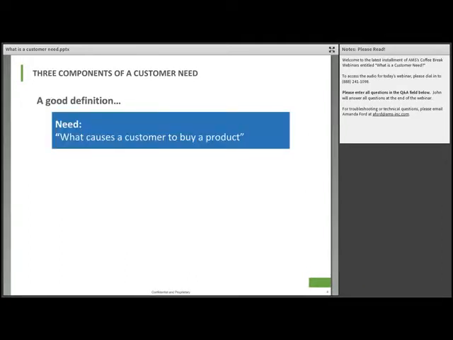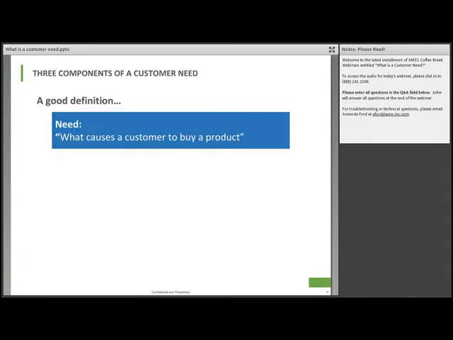So rather than argue the semantics of each of the statements, I propose instead to keep it simple and stick with the term need. Most people already use need anyway. As to a definition, perhaps it is fair to say that a need is what causes a customer to buy a product. Simple enough, right?